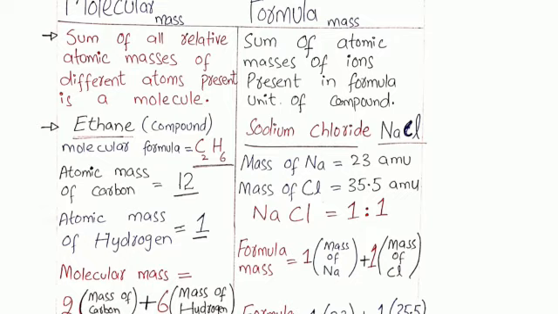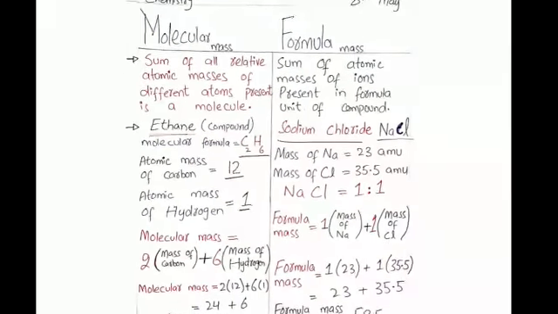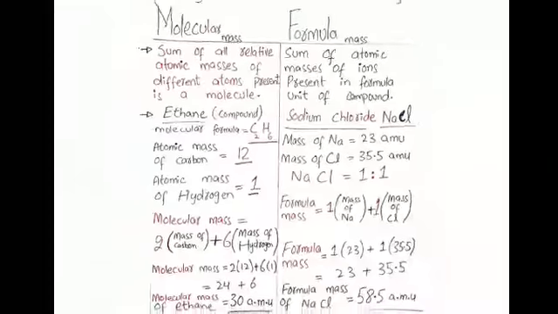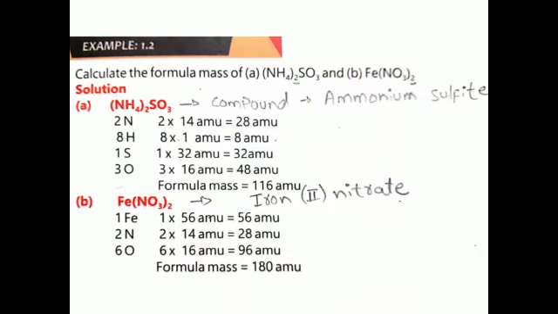Now, the ratio of sodium chloride, as we have studied in the previous topic, is 1:1. After putting the masses of sodium and chlorine in the formula mass formula, we get 58.5 atomic mass unit, which is the formula mass of sodium chloride. Now, example 1.2 is related to that topic.